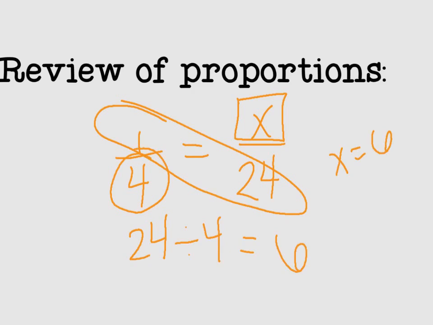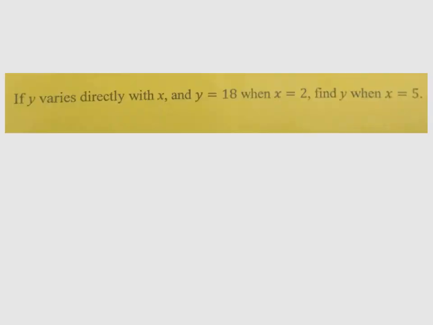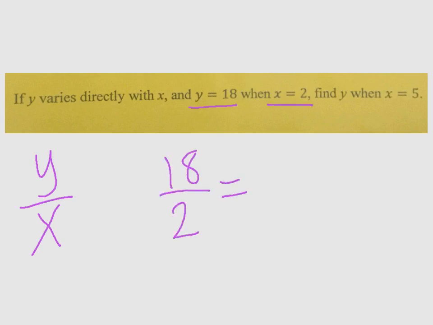So that's exactly what I want you to do when you're using direct variation and you're looking for a missing value. If it says varies directly, you set up a proportion. That means it's proportional. So look at this one. If y varies directly with x and y equals 18 when x equals 2, find y when x equals 5. When we're doing this, we are still doing y over x. That's not going away. So here's my y, here's my x. That's 18 over 2 equals, find y when x equals 5.